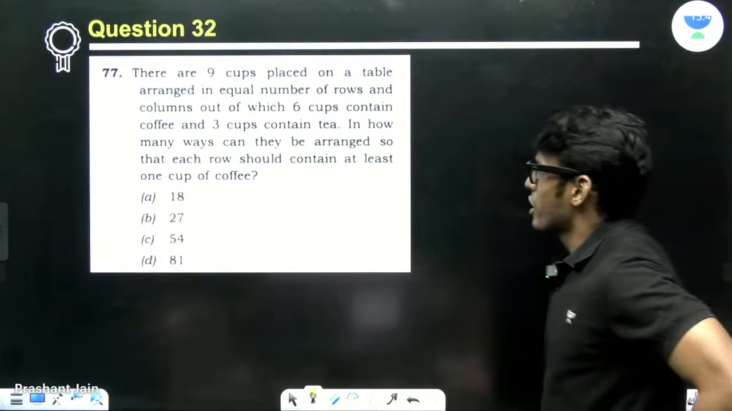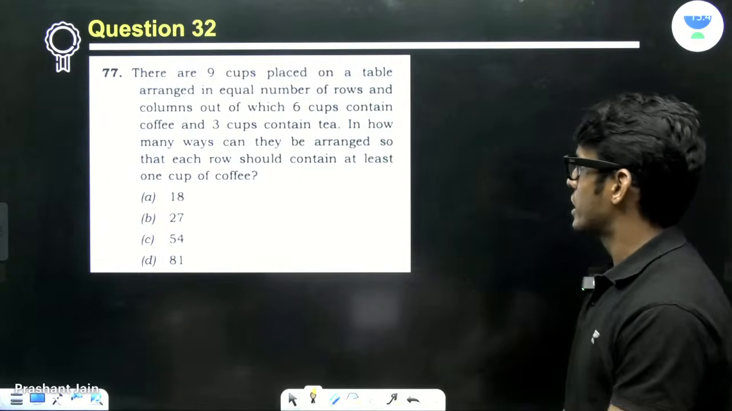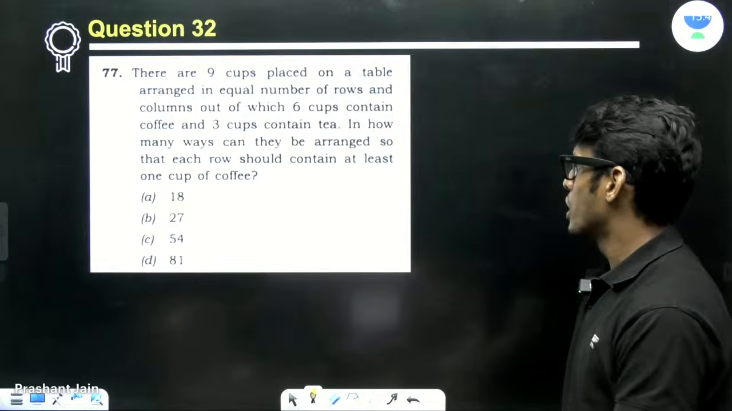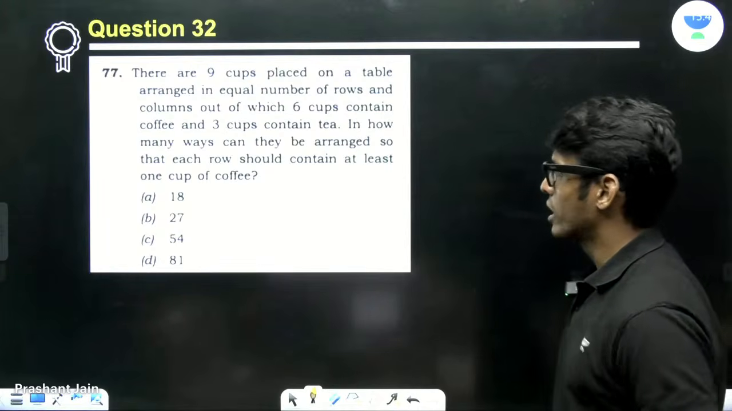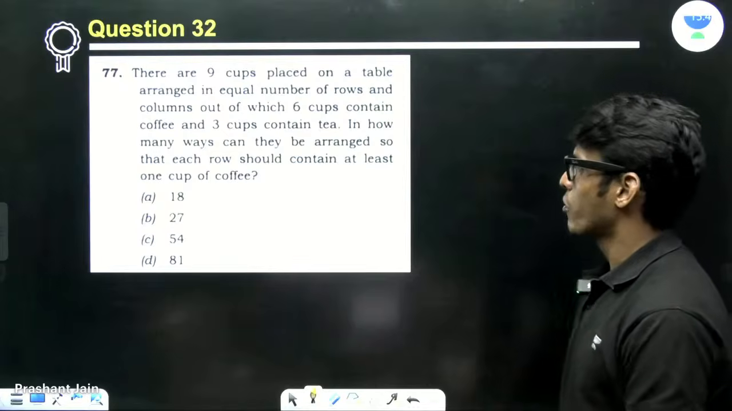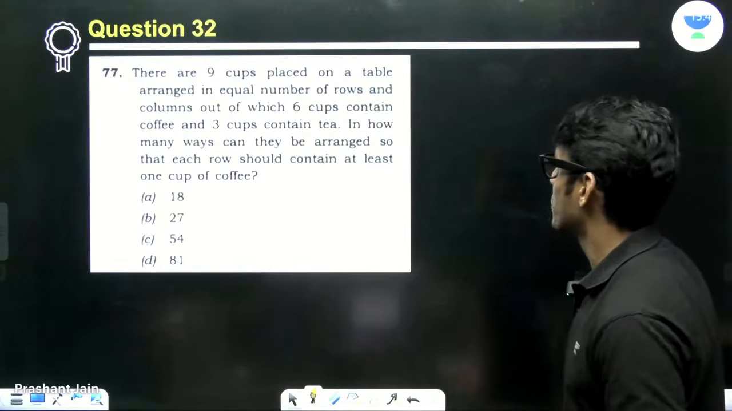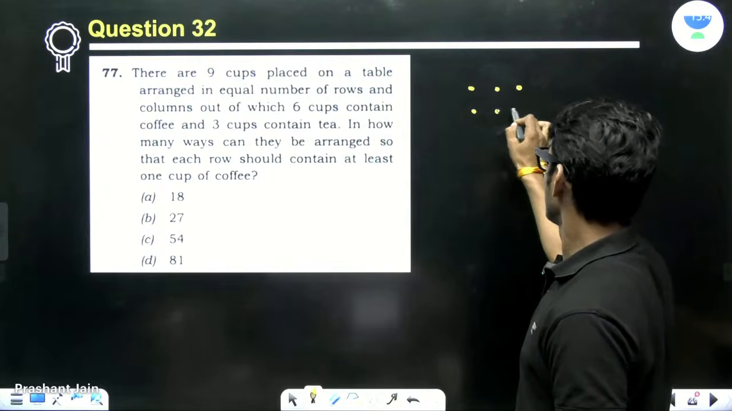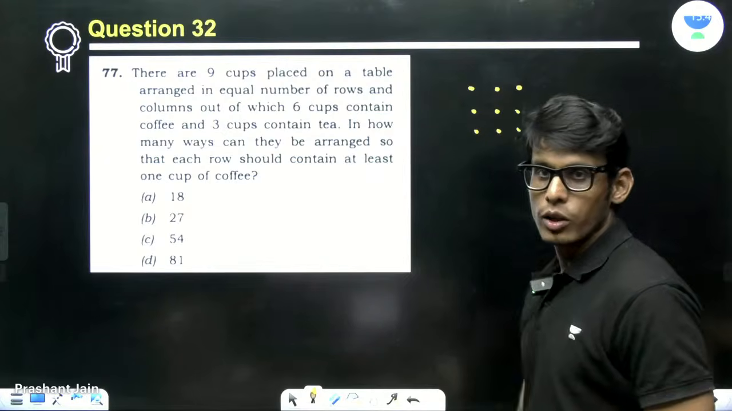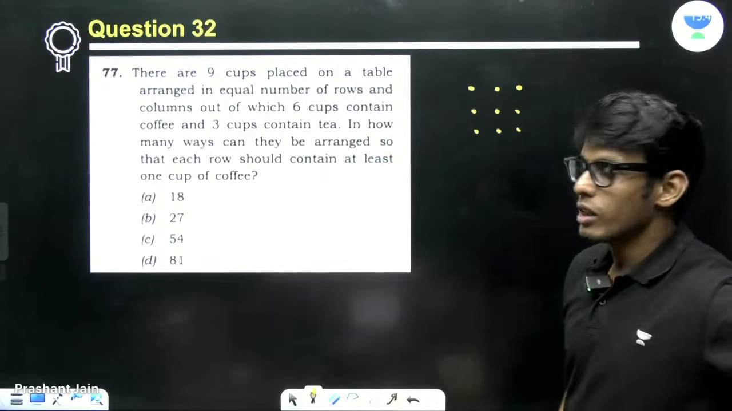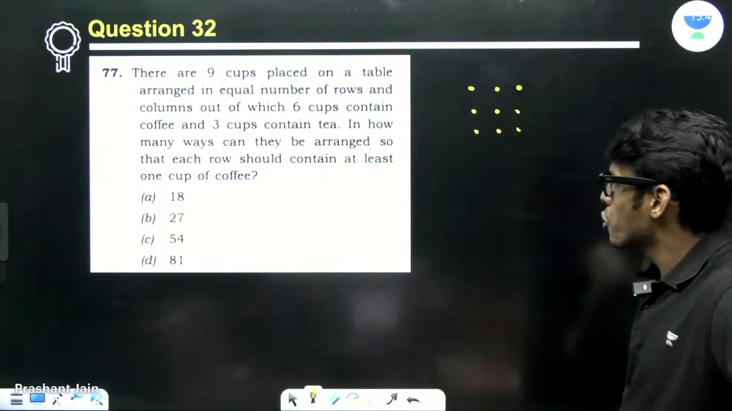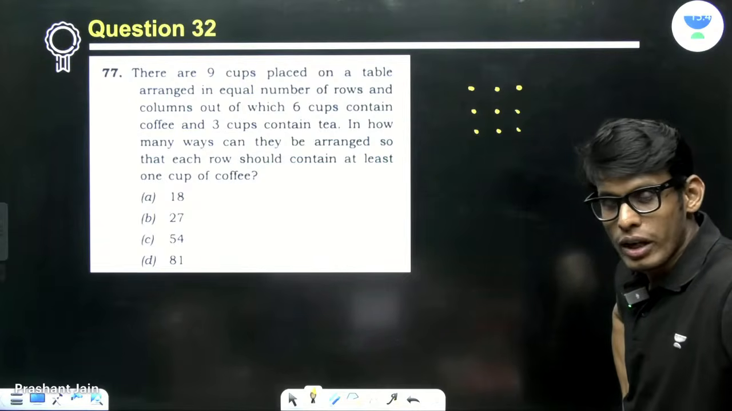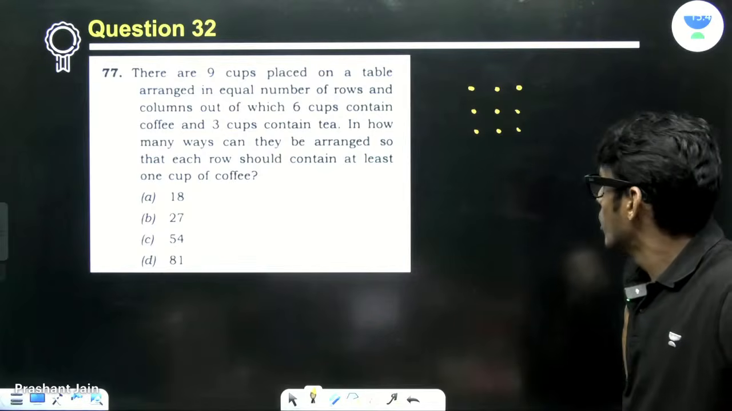So there are 9 cups placed on a table arranged in equal number of rows and columns, out of which 6 cups contain coffee and 3 cups contain tea. In how many ways can they be arranged so that each row contains at least 1 cup of coffee? It's a very, very difficult problem. So basically, you are putting 3. You are putting it like this. It is saying that every row should contain at least 1 cup of coffee.